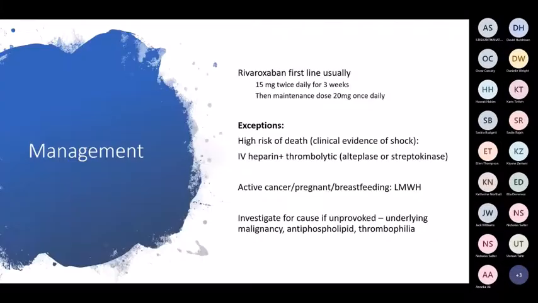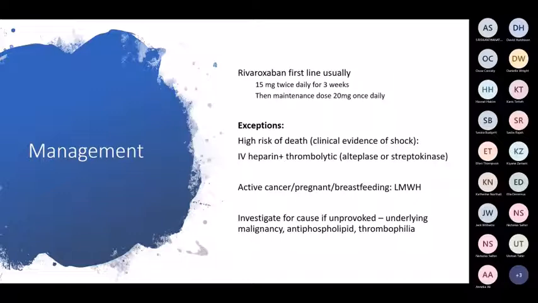So in terms of management of PEs, rivaroxaban is usually first line, and you give 50 milligrams twice daily for 3 weeks. And then after that, it drops down to just a maintenance dose of 20 milligrams once daily. There are a few exceptions.